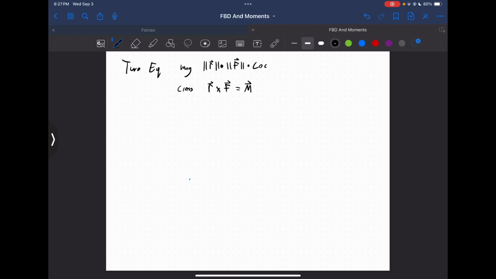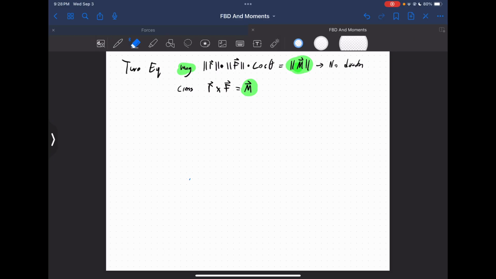Oh, I don't have an S for cosine. And notice, this is the magnitude method, so it gives you the magnitude. This is the moment, so it gives you the moment vector. So this does not have direction yet. This does have direction. So we'll get into that in a second. But let's first define everything.